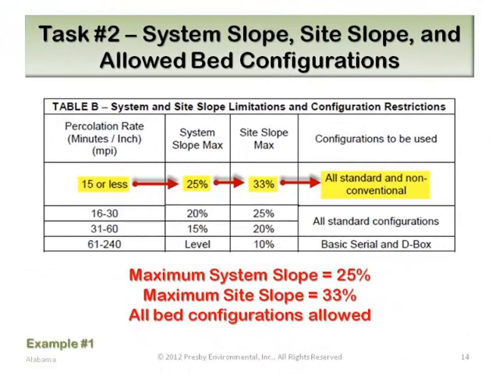In Task 2, we determine if the field we want to construct will fall within the limits imposed by Table B. For our 12-minute per inch perk rate, a system is allowed to slope up to 25% and be constructed on terrain with up to 33% slopes. Our field is going to be constructed level and be placed on a site that has only a 10% slope. We fall well within the limits of Table B. We also note that we can use any bed configuration shown in the manual.